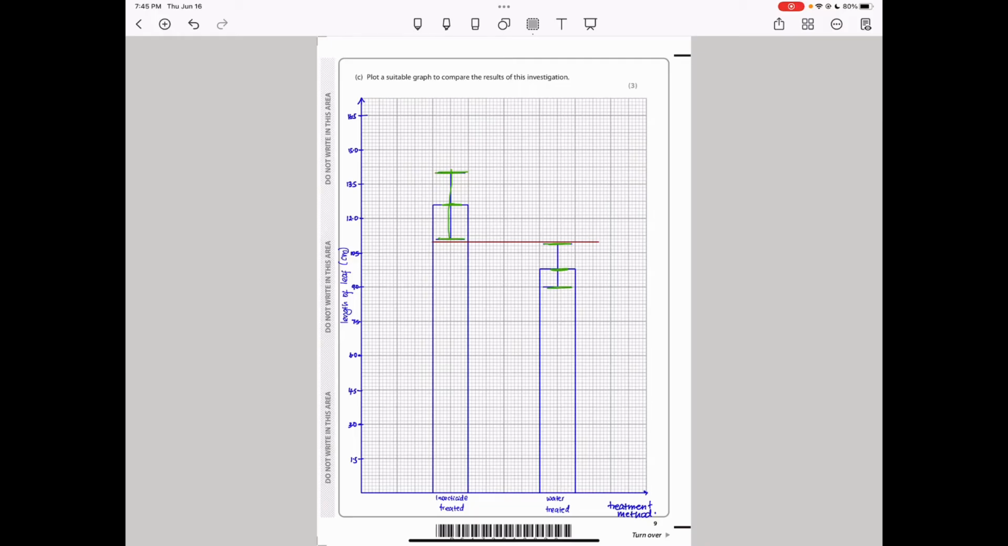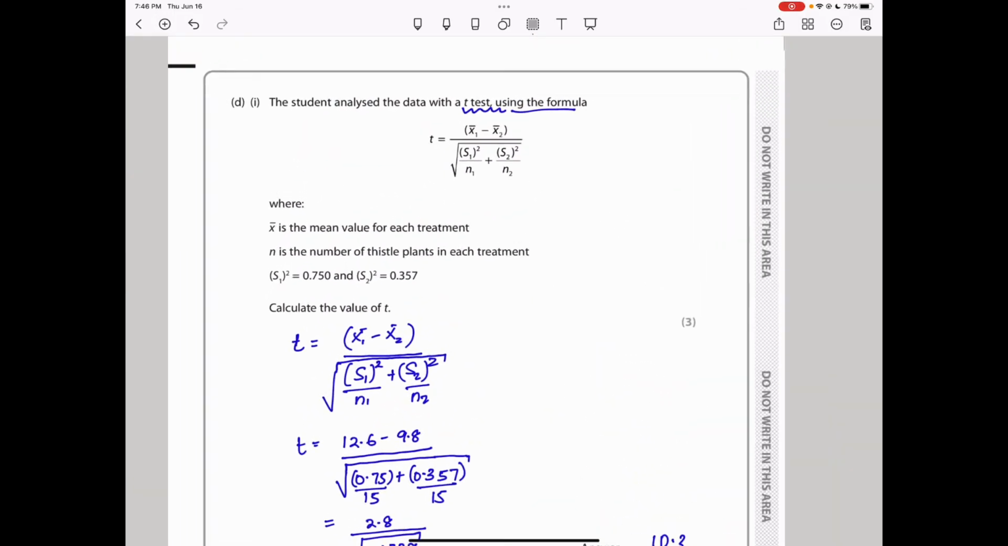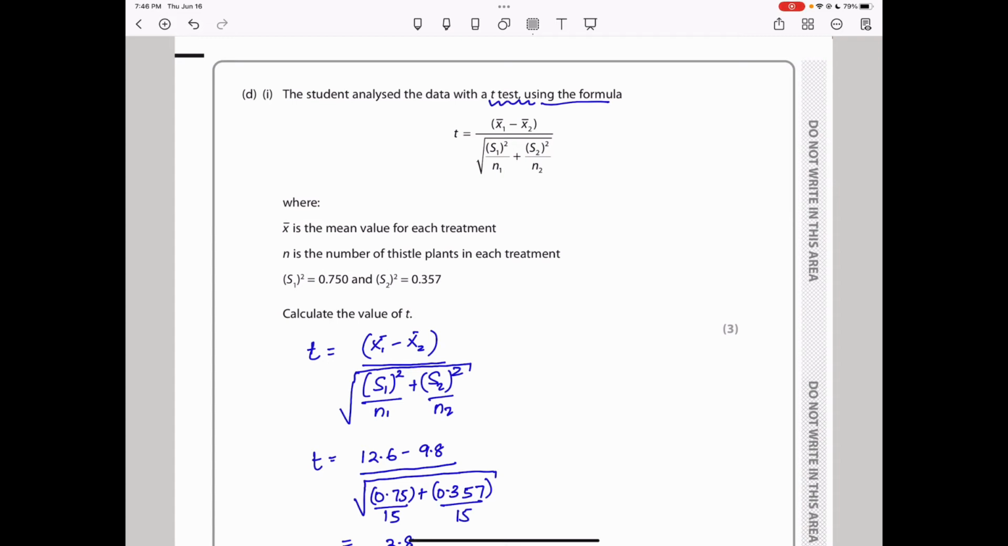Also when you're getting the scale for the y-axis, you have to make sure it is appropriately chosen so that the graph you have drawn fills at least a third of the page provided. The next part says the student analyzed the data with a t-test using the formula.